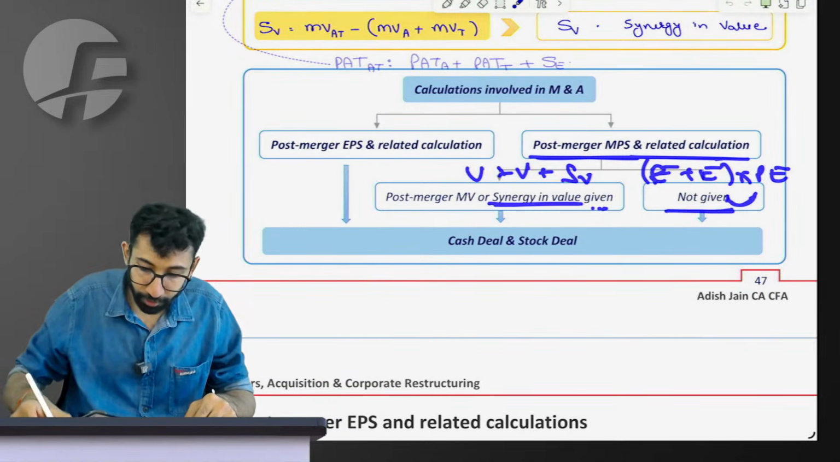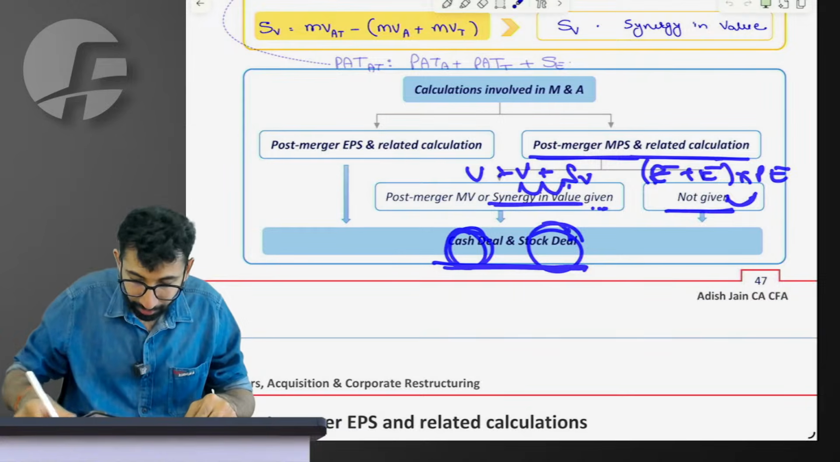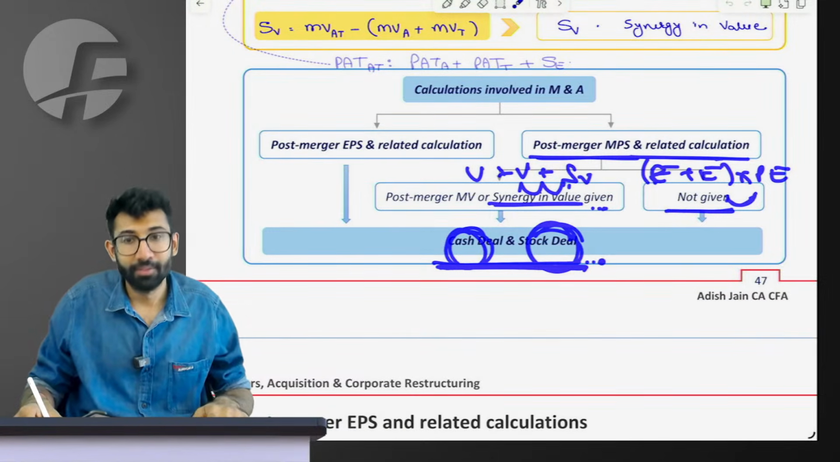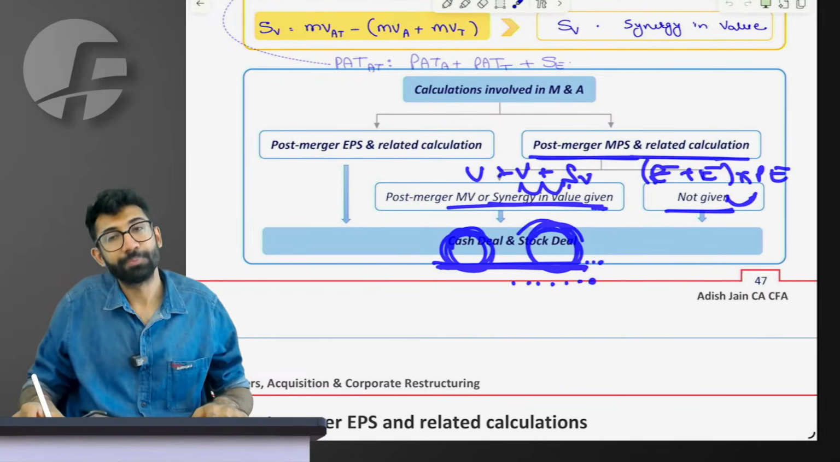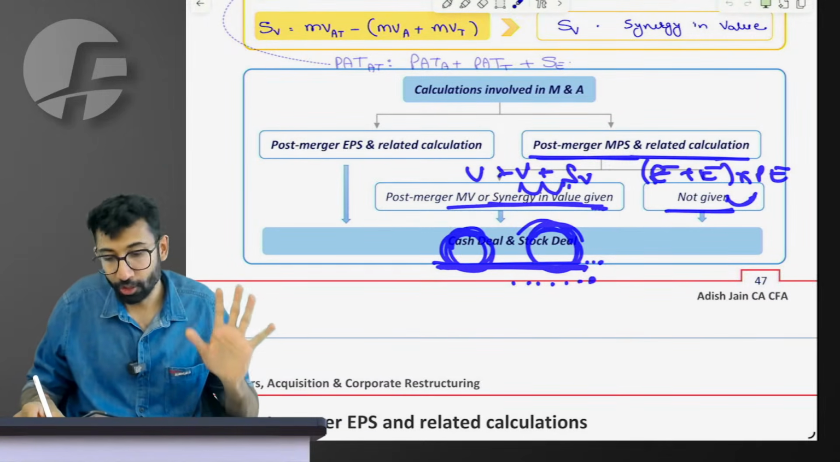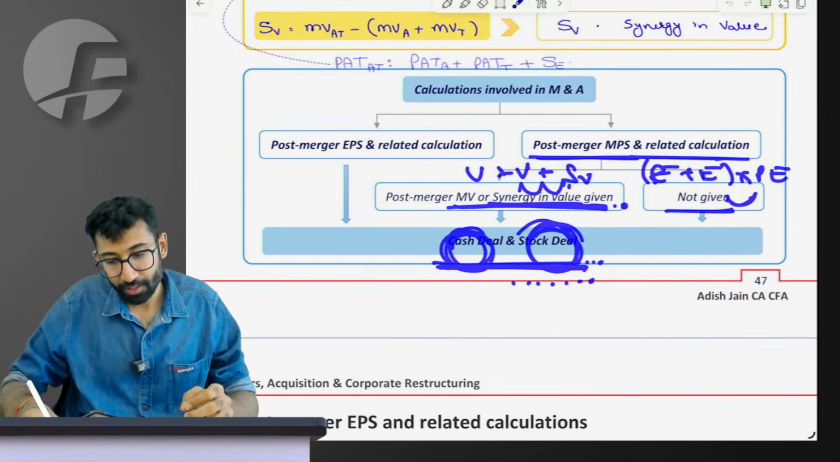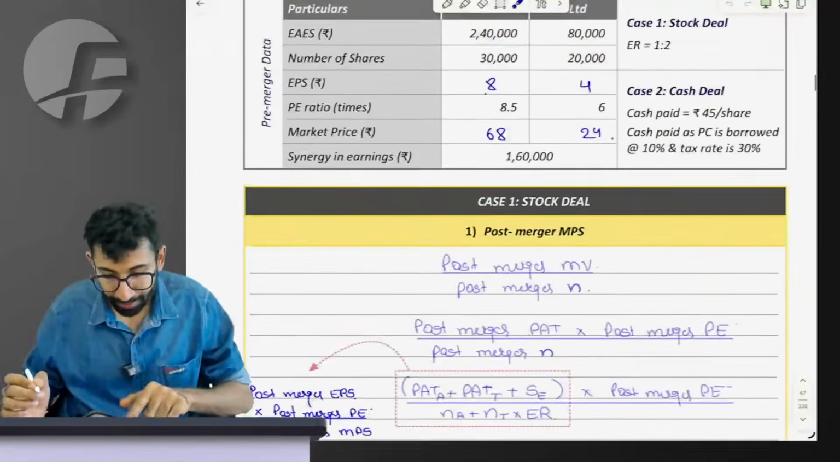This section for cash and stock deal you have done. Now you will do this section with cash and stock deal, and that is going to be the last learning for you. This section with cash deal and stock deal is what you will have to do now. Correct? Shall we all proceed, people? So let's learn, if synergy in value is given, what is the thought process?